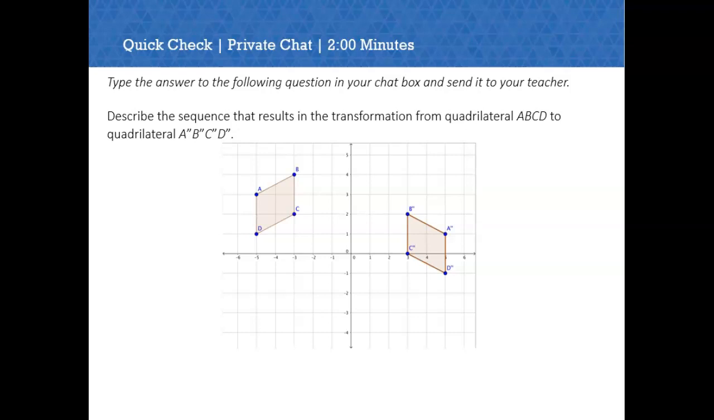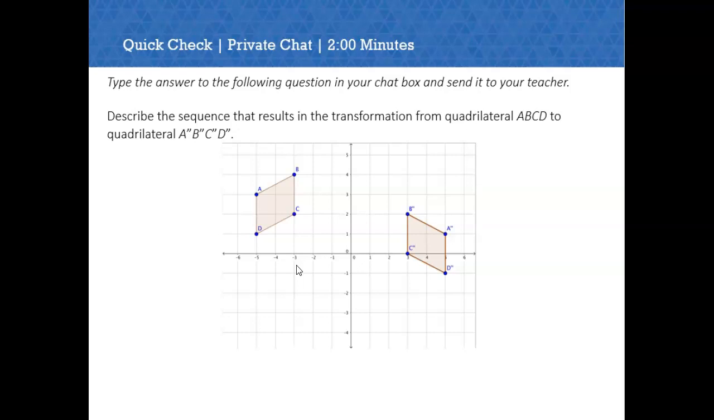Describe the sequence that results in the transformation from quadrilateral ABCD, that's the pre-image, to the image A prime, B prime, C prime, D prime. When we look at this, there are a couple things. We can see that it's moved somewhat down. But if we said it just went down and over, that doesn't work because we have AB and here we have BA. This is going up. Over here it's going down. So something has happened. The first thing that actually happened is it flipped.